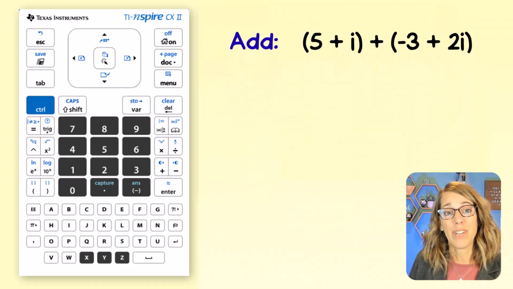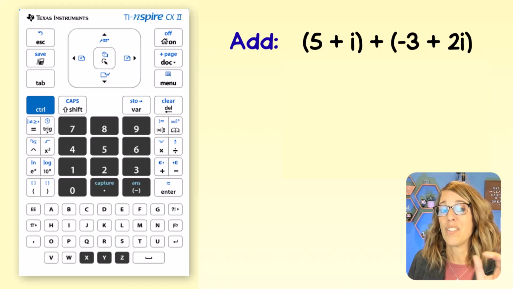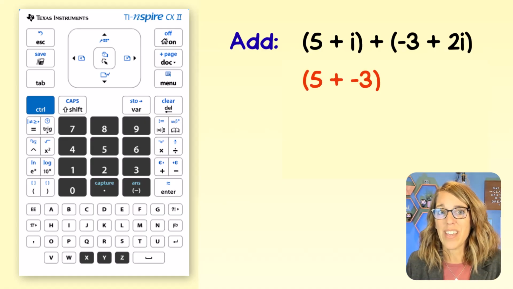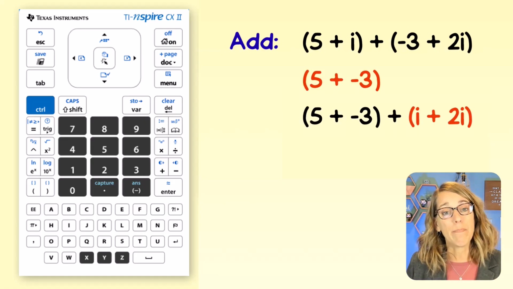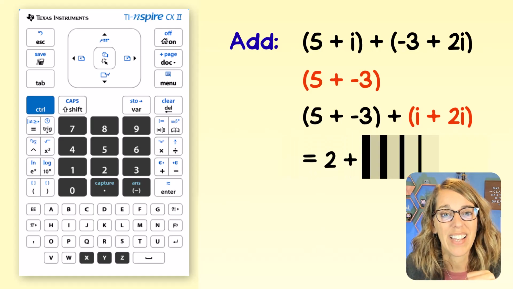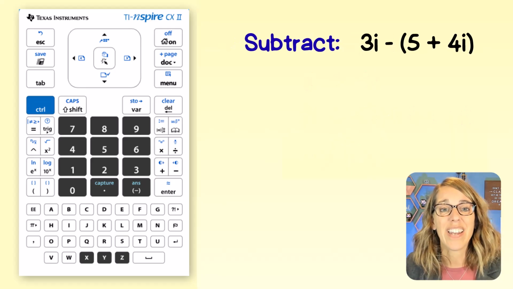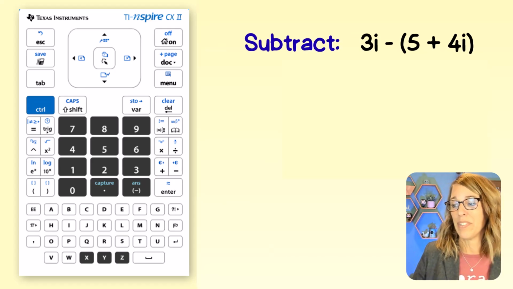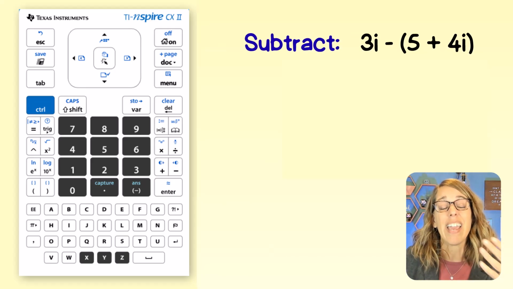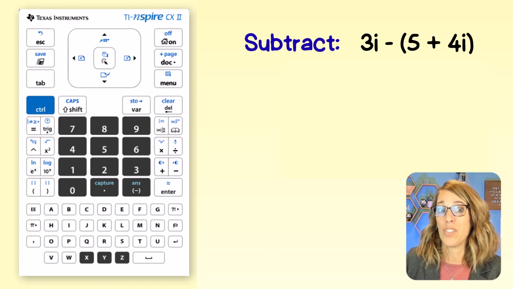When you're adding them, you are going to combine your real parts, the parts without the i, and the imaginary parts, the parts with the i. You're going to add each of those together, and we end up with the same answer. Next, let's take a look at a subtraction example. Now let me step through this one as if you needed to show all of your steps.